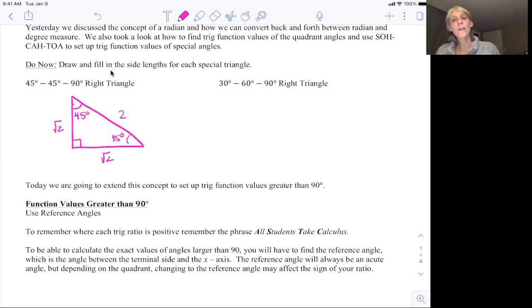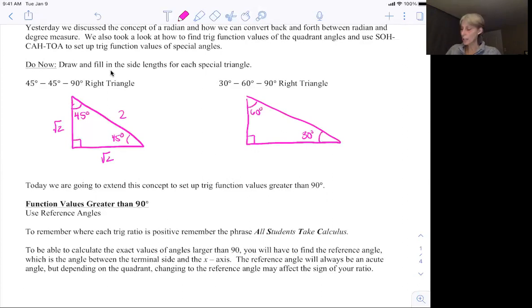If you have to set up a 30, 60, 90 right triangle, this would be my 30 degree, this would be my 60 degree. The side length across from the 30 is 1. 2 is the hypotenuse, and then radical 3 is across from the 60-degree angle. So these you have to memorize. How to use them is pretty easy once you have them memorized.